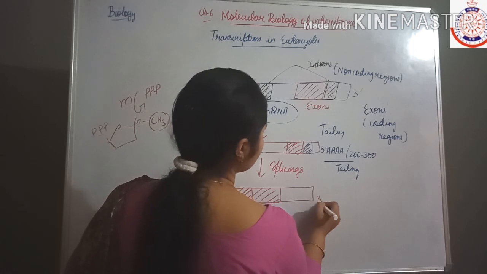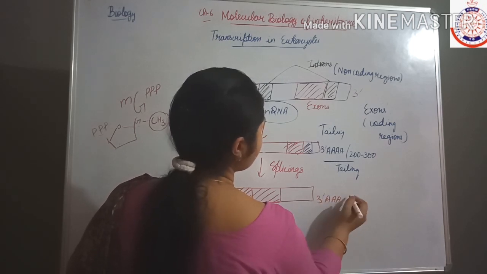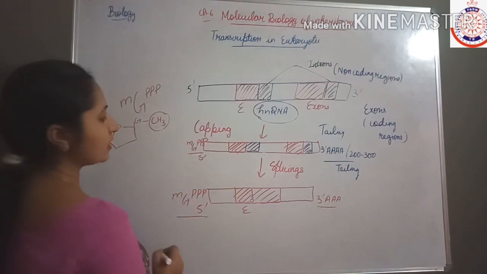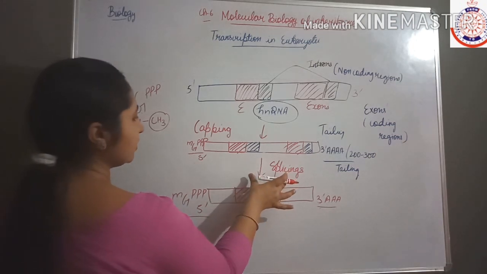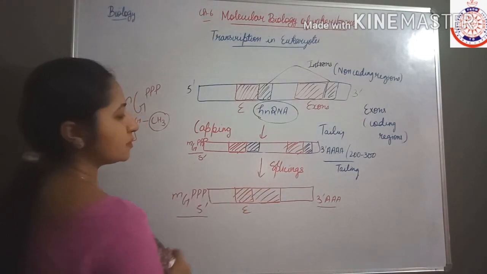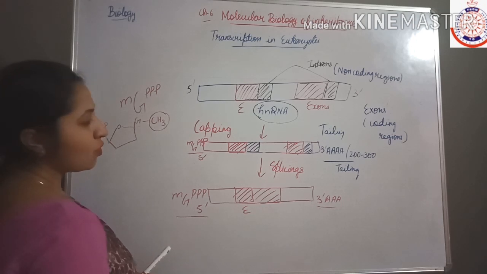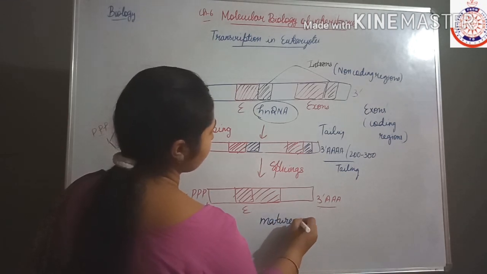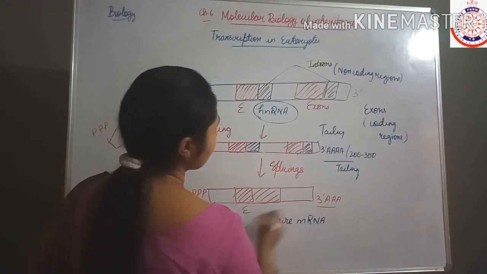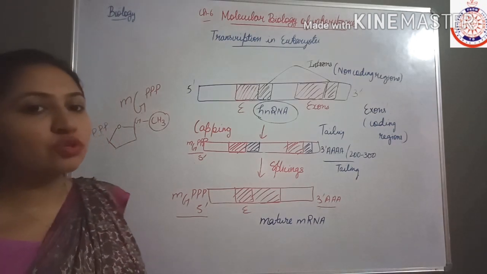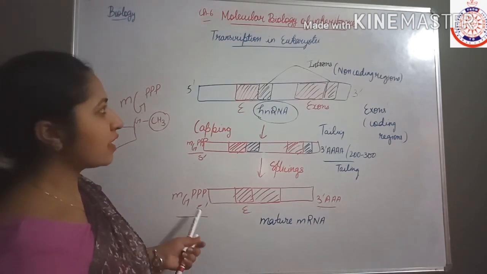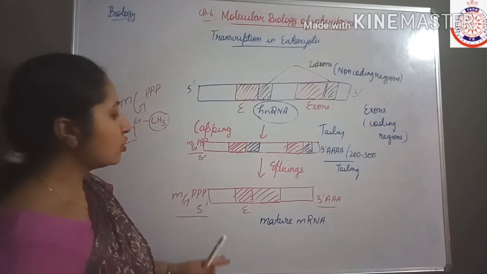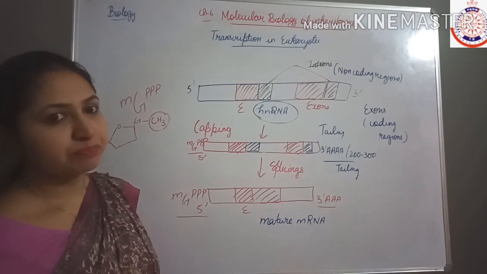Now here the 3 prime adenylate residues that are present are known as the tail region, and this is the cap region, and the removal of the introns is splicing, and the whole RNA is considered as the mature mRNA. So in this manner the mature mRNA forms, and these are the post transcriptional modifications which occur in the hnRNA to form the mature mRNA.